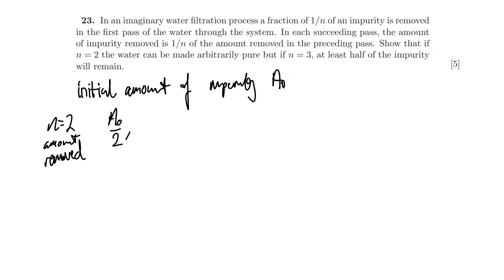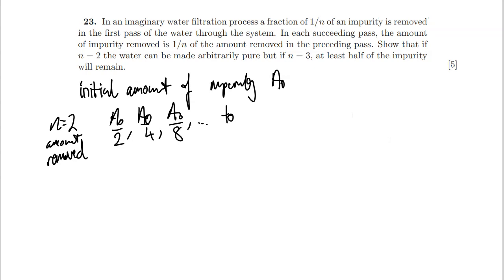Next, it will be A0 over 2, so the previous amount over n, so A0 over 4. Next, it will be the previous amount, A0 over 4 over 2, which is A0 over 8, etc., etc. So then, if we keep doing this forever, the amount that will be removed is the sum of all of these terms.